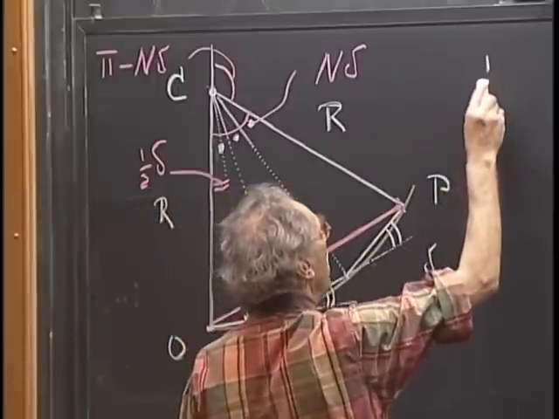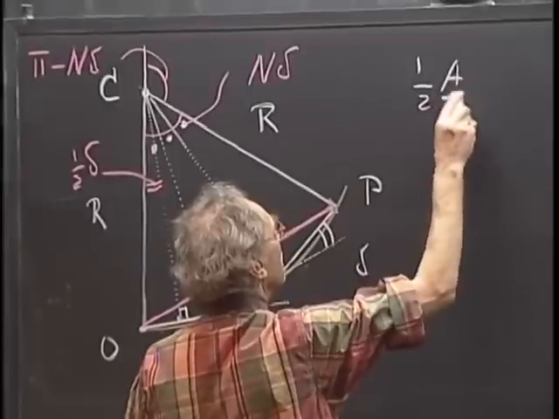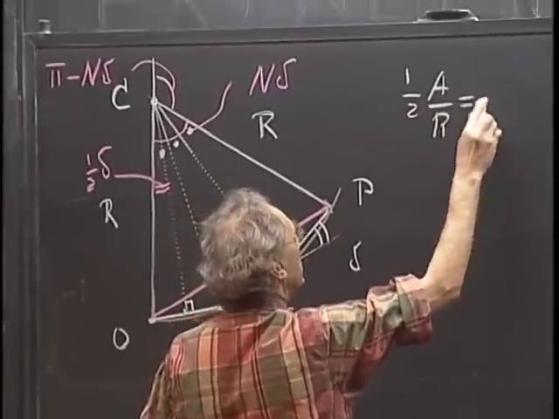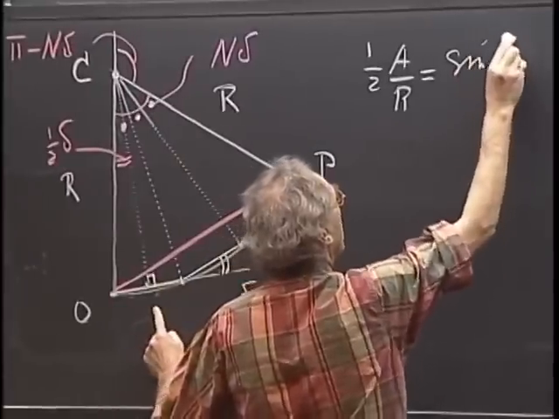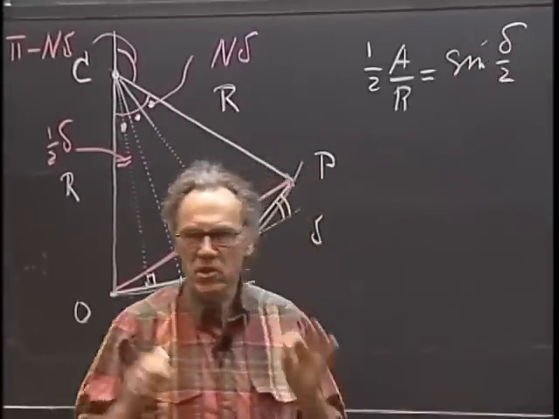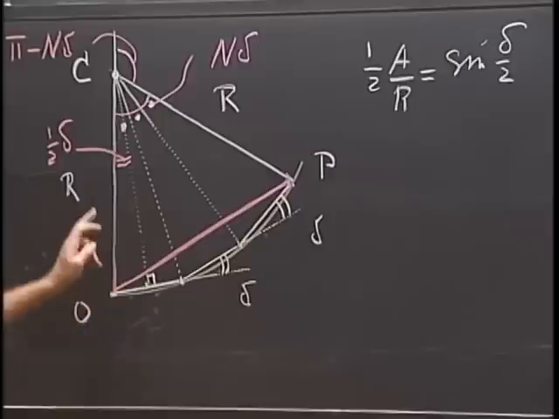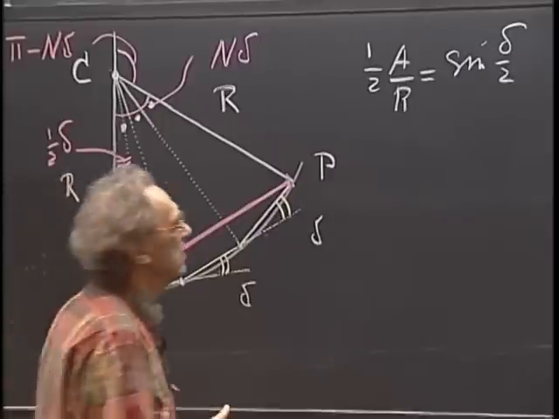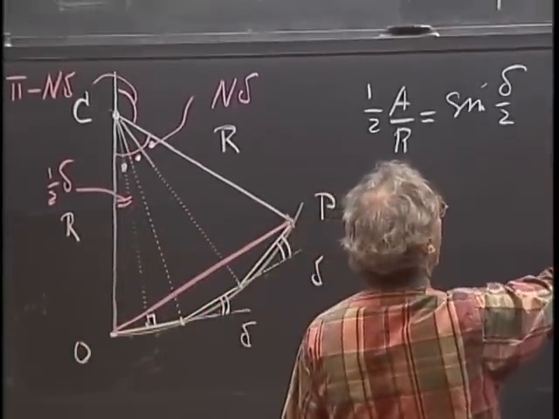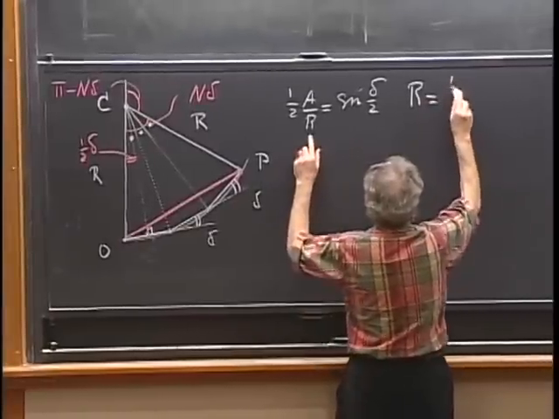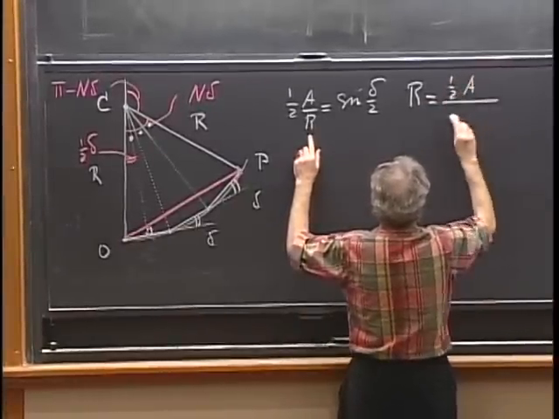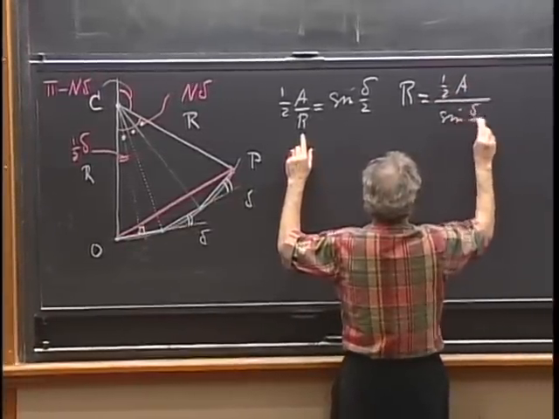So that means that 1/2 A divided by R is exactly the sine of delta over 2. That's exact. It's not an approximation. It's not a small angle approximation. This is exactly the sine of that angle. In other words, my radius R is 1/2 A divided by the sine of delta over 2.